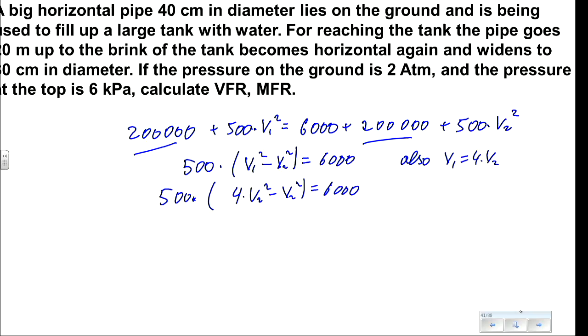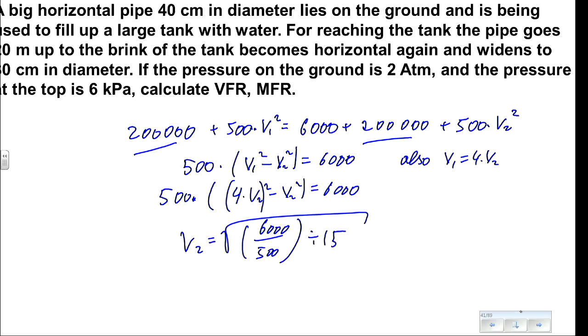So what do I have to do to fix it? I have to square the whole thing. In mathematics, words whole thing represent parentheses. So first, 4 squared is 16, 16 minus 1 is 15, V2 is equal to the square root of 6,000 divided by 500 divided by 15. And second, please do your thing. You know what to do. And we are done for this week.